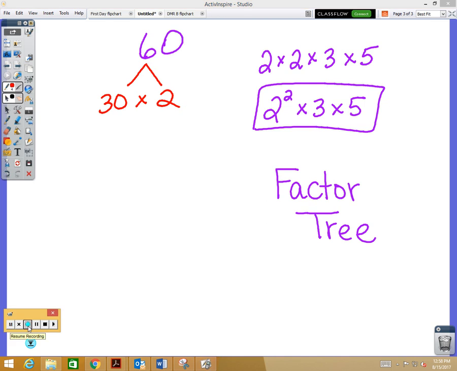All right, so again, there are options that you have here, but you can choose any two numbers you want except 1 times 60, because that's not going to help you, okay? Now, of these two numbers that we chose, 30 and 2, are either one of those prime? 2. 2 is prime, correct? So please circle your 2. I want you to think of that as kind of like being a stop sign. We don't need to do anything else with that.